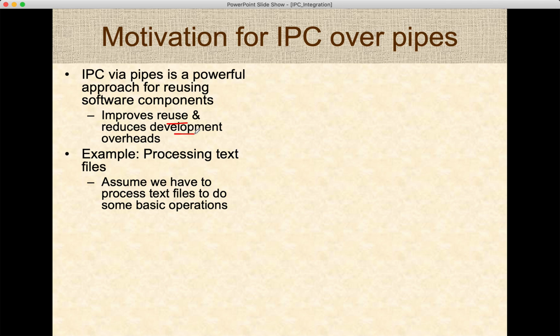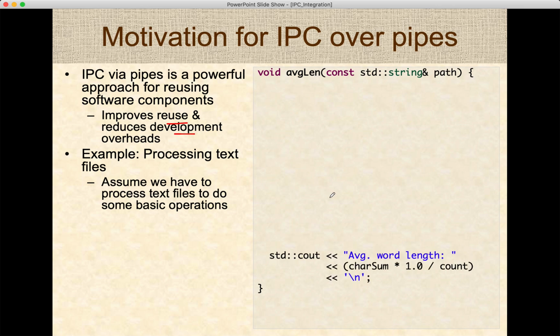So using an example to motivate this application, let us assume that we want to do some basic processing with a text file. So let us assume that we want to calculate the average length of words in a given text file. Pretty simple application. Here we are going to count the number of words that we have in the text file, and of course track the total number of characters we have encountered, so we can calculate the average word length.